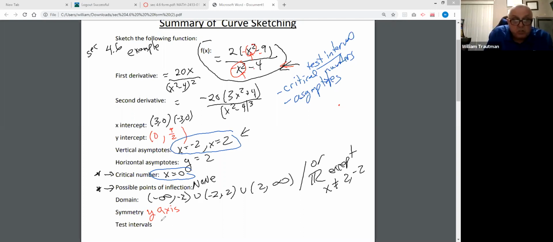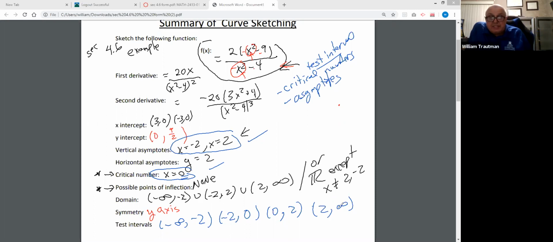So our test interval should go from negative infinity to the first one of these, which is -2. Then we're going to go from -2 to 0 because the next number that I see is critical is 0. Then I'm going to go from 0 to 2. And then finally, I'm going to go from 2 to infinity. So this is our test interval: negative infinity to -2, -2 to 0, 0 to 2, 2 to infinity. We use our vertical asymptotes and our critical numbers to do those test intervals.